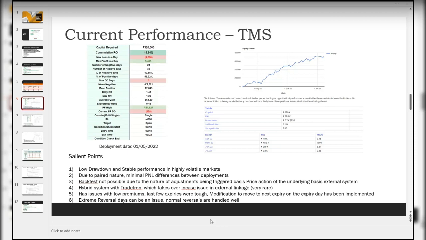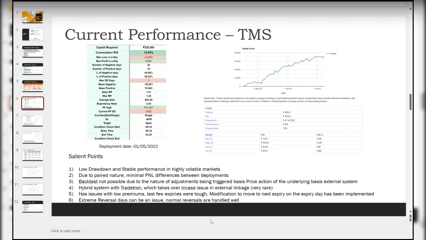Additionally, there's been an issue with TMS, which has been mostly on the low premium side, where the last few expiries were quite tough. They were anyway tough for most strategies. But due to low premium, we have seen that TMS struggles because it doesn't roll as much. It's more like a heavy rock, which is difficult to shift in one sense. So that's how TMS's nature is.